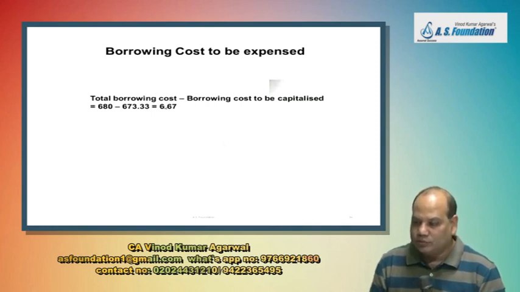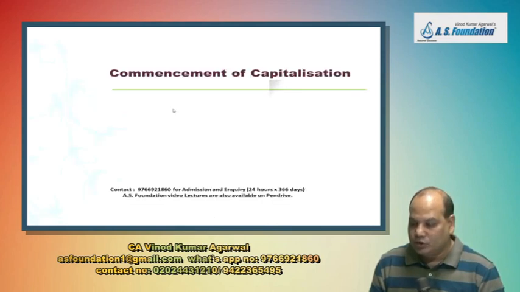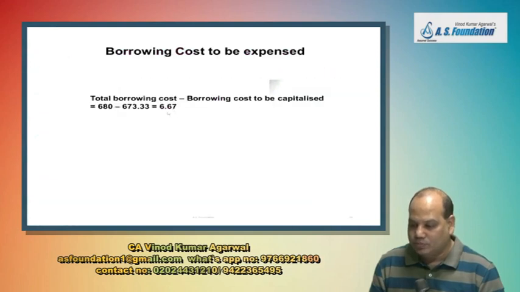Total borrowing cost minus borrowing cost to be capitalized. Total borrowing cost 680 minus 673.33. How much does it come to? 6.67. So this will be charged to your profit and loss statement.